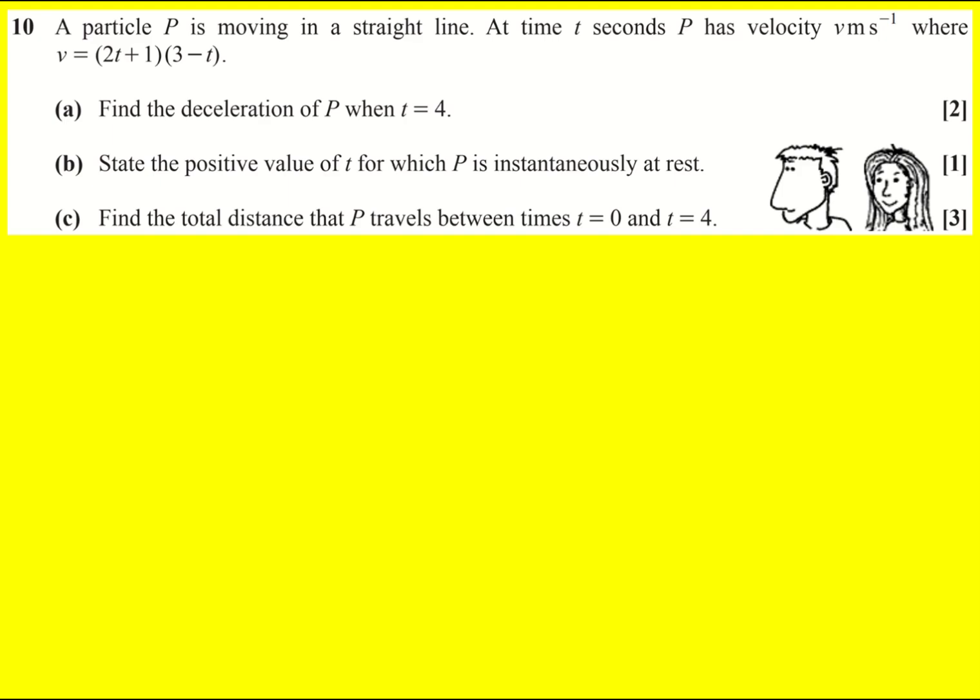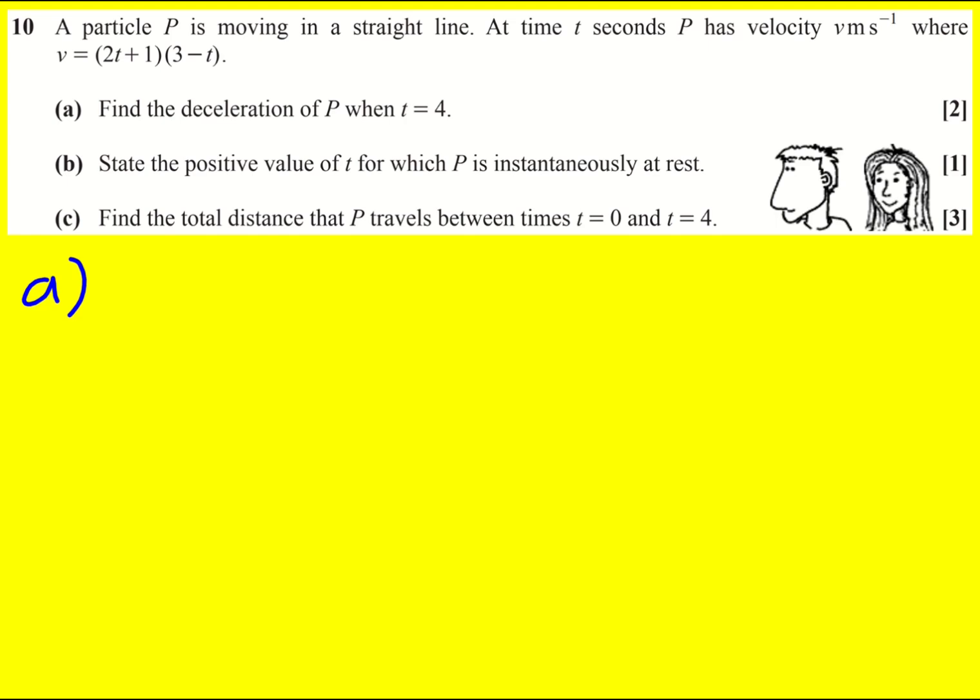We are given that a particle P is moving in a straight line at time t seconds. It has velocity v, where v is given by this. So now the first thing that jumps out at me is that this is a variable acceleration question, because we don't just have v is equal to something times t, like a linear function in v, which gives a constant acceleration. We actually have a quadratic in v, which is going to mean that a is also a function of t.